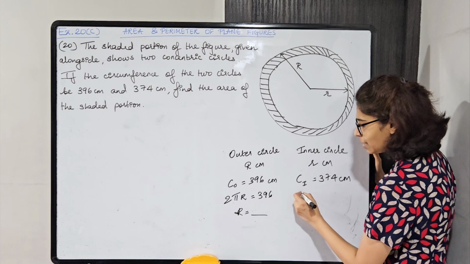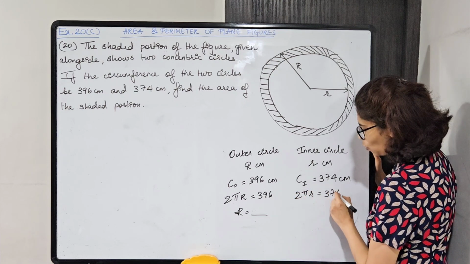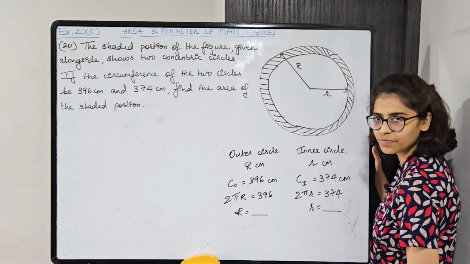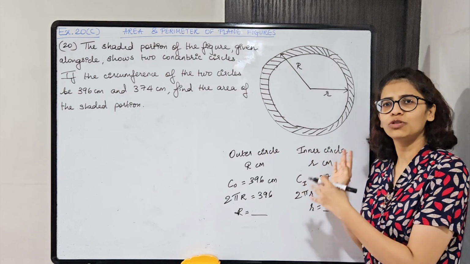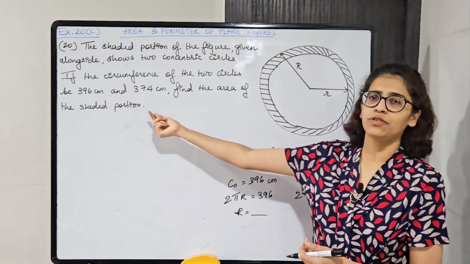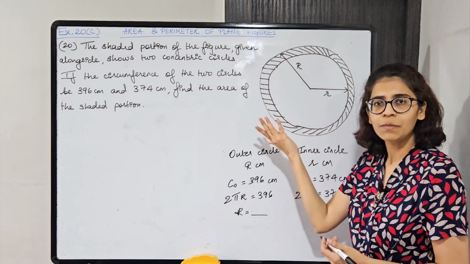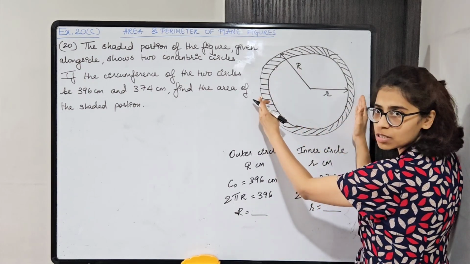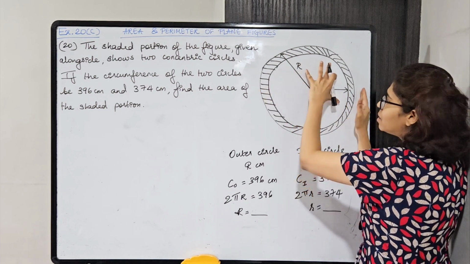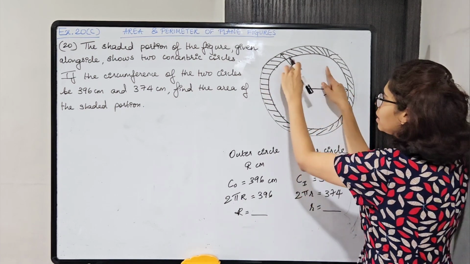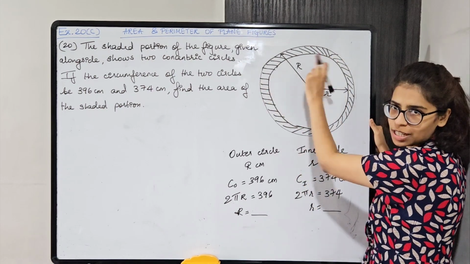Same way here, solving this I get the value of small r. So I can easily find out the radii of both the circles. Once I get the radii of both the circles, I need to find out the area of the shaded portion. Area of this shaded portion is nothing but area of outer circle minus area of inner circle. ये बड़े सर्कल में से मैंने इनर सर्कल का एरिया निकाल दिया, then it will give me this remaining portion, shaded portion.